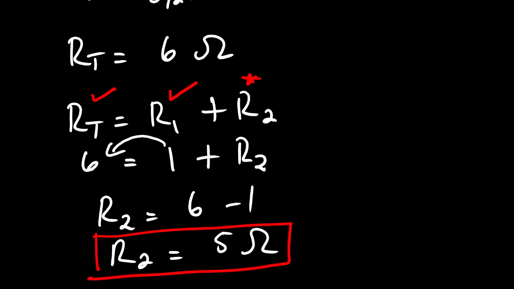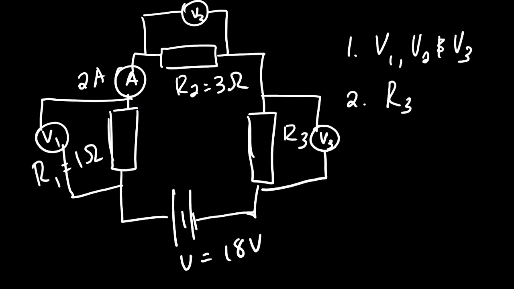Let us look at the next one. Our next question is a bit challenging compared to the previous questions. Now this one consists of 3 resistors. We are given the potential difference, which is the total voltage, as 18 volts. We are also given the reading on the ammeter, which is 2 ampere.